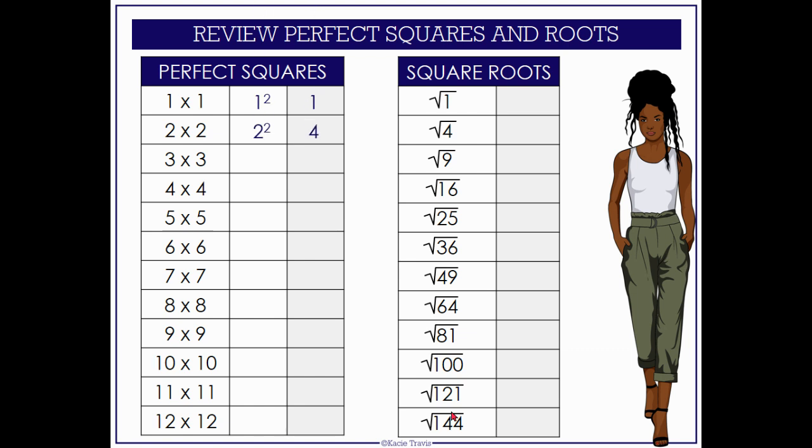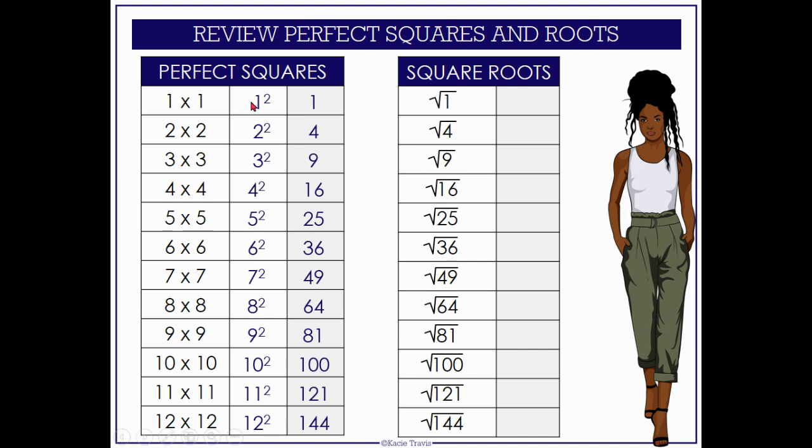2 squared, that's 4. 3 squared is 9. 4 squared is 16. 5 squared is 25. Then we got 36, 49, 64, 81, 100, 121, and 144. Now, all of these over here were us multiplying that number times itself to get to these answers. These square roots are us looking for what number times itself gives us what's underneath here.